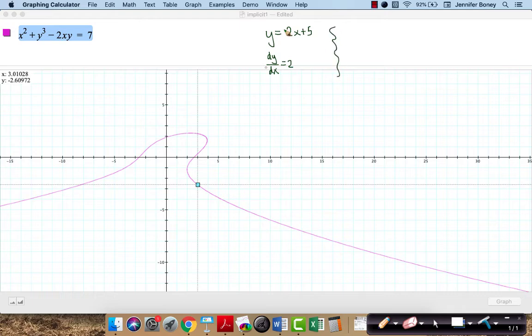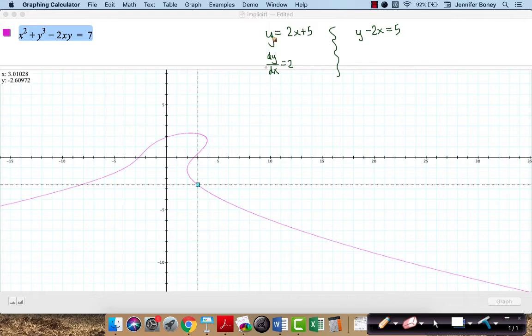Now, if I had this rearranged and it said y minus 2x equals 5, without moving this around at the beginning, I can still find the same result. And here's how I can do that. I can take a derivative of each term. So think about it like algebra style.